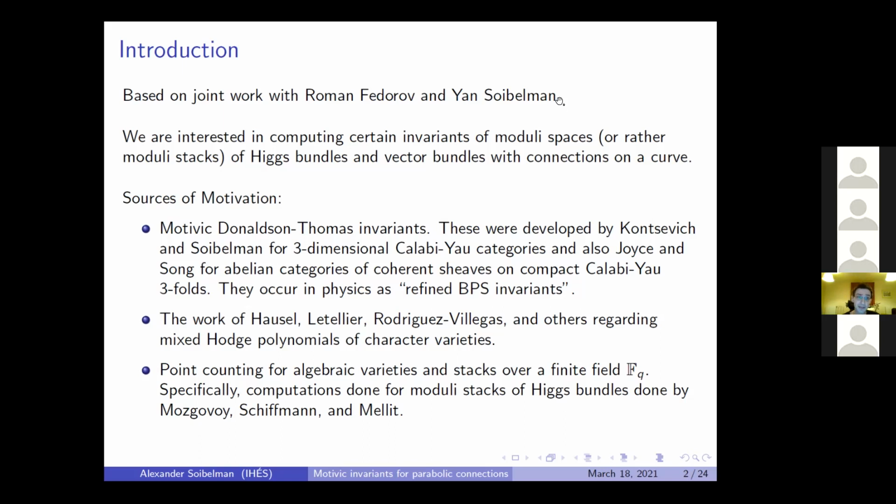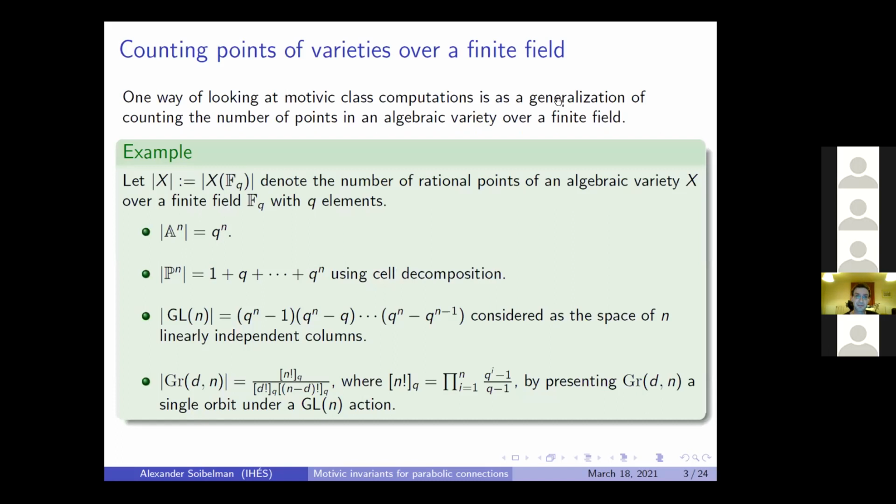To begin, a brief introduction to point counting, or rather a few simple examples of point counting. We're interested in counting rational points of an algebraic variety over a finite field of q elements. Here are some elementary examples you might have already seen. If you have an n-dimensional vector space, or affine space A^n, you easily count the number of elements as q^n.